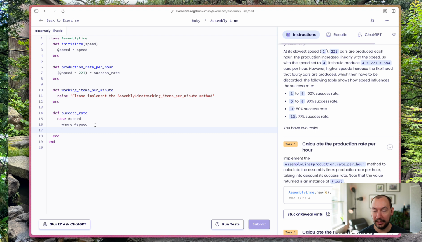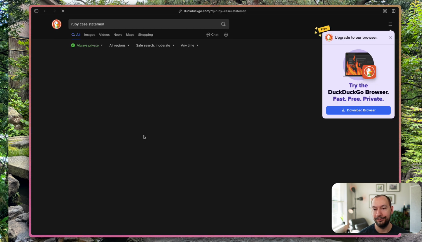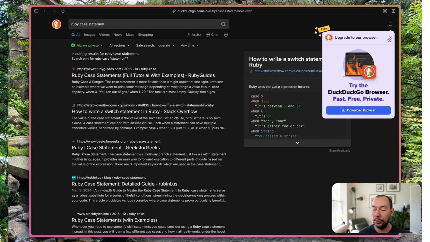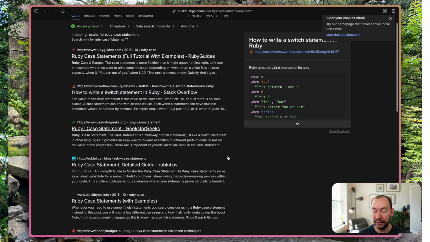So with a case statement, you're going to have specifics, right? You can think about an if statement: if speed is 10, 77 is our success rate. If speed is 9, 80%. If speed is, else if, right? And it gets tedious. We know these are preset ranges, and I want a case statement to lay them out specifically. So let's just do Ruby case statement. Okay, yeah. So here, I'm guessing this is probably right. I actually should be looking at Ruby docs for this.